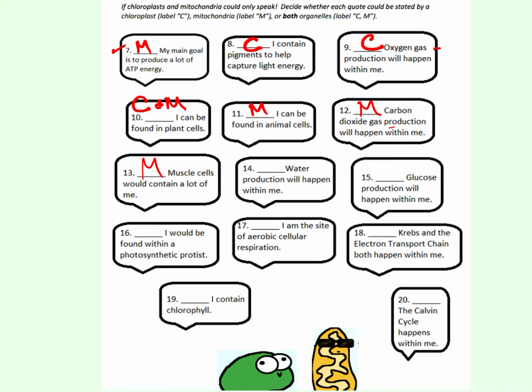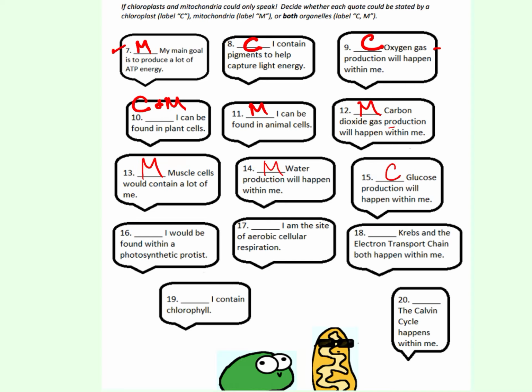Water production will happen within me. What produces water? Is it photosynthesis or cell respiration? Cell respiration. Glucose production will happen within me. What makes glucose? That's going to be a chloroplast.